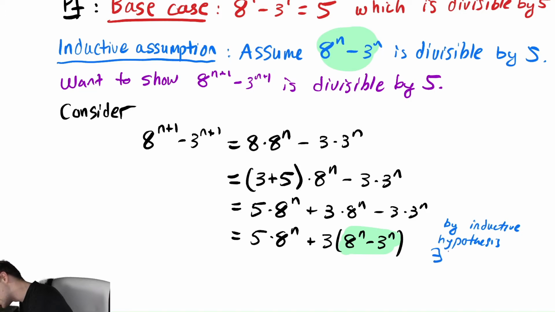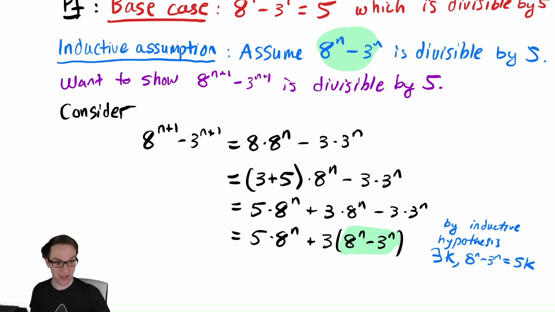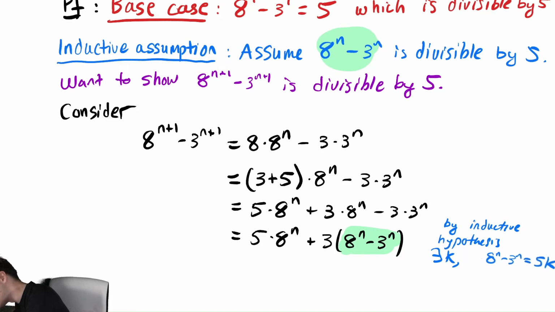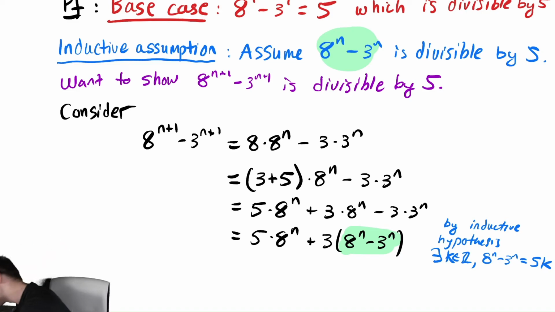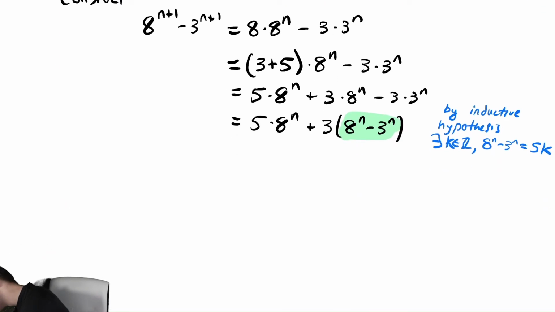there exists a k such that 8 to the n minus 3 to the n is equal to 5 times k. It was divisible by 5, and just like when we had divisibility by 3, we write that as 5 times some integer. Maybe I should again clarify that this k is in fact an integer, to make our proof more mathematically correct. And now we're going to try to use that fact. We write this as 5 times 8 to the n, nothing doing there, plus 3 times that expression that I highlighted in green, which we're replacing with 5 times k.